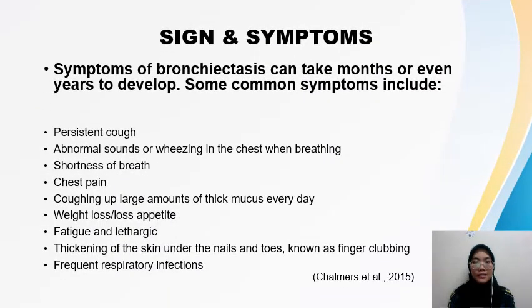Now let's take a look at the signs and symptoms of bronchiectasis. Symptoms of bronchiectasis can take months or even years to develop. Some common symptoms include persistent cough, abnormal sounds or wheezing in the chest when breathing, shortness of breath, chest pain, coughing up large amounts of thick mucus every day, weight loss or loss of appetite, fatigue and lethargy, thickening of the skin under the nails and toes, which is known as finger clubbing, and frequent respiratory infections.